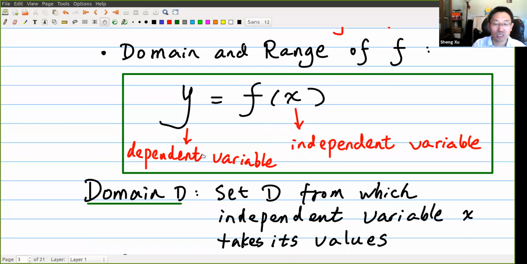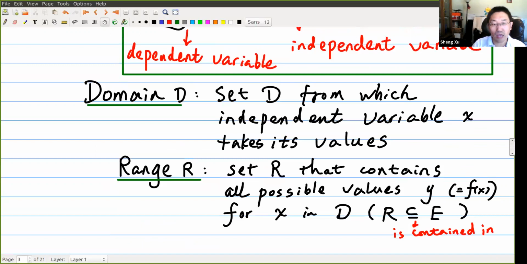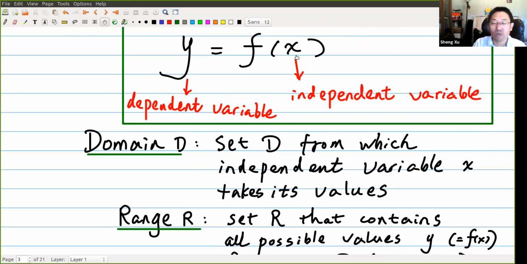So why is it called an independent variable? Why is it called a dependent variable? Okay, I think it's quite easy to understand that. And then, okay, we remember, right? So this x, independent variable, takes values from a set. That set is called a set D, right? Normally we denote it as D, it means domain. Okay, so this is a new concept. So domain of a function, set D, is a set from which independent variable x takes its value.